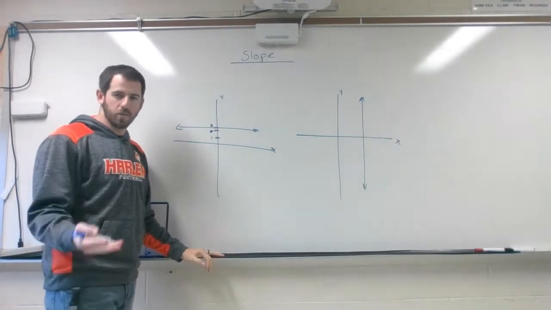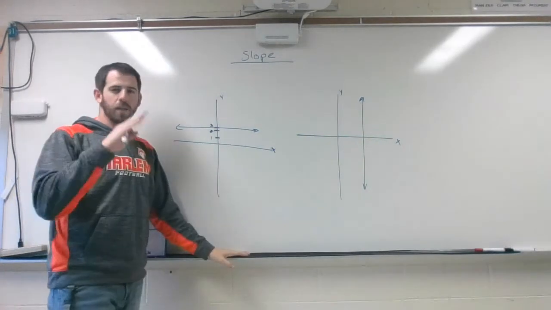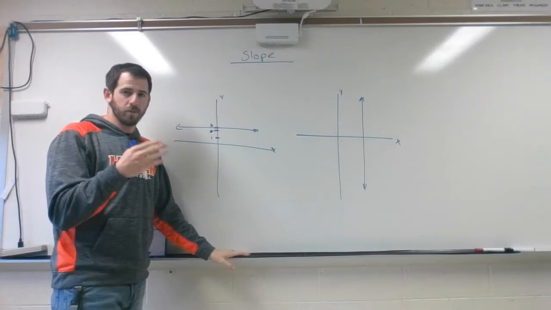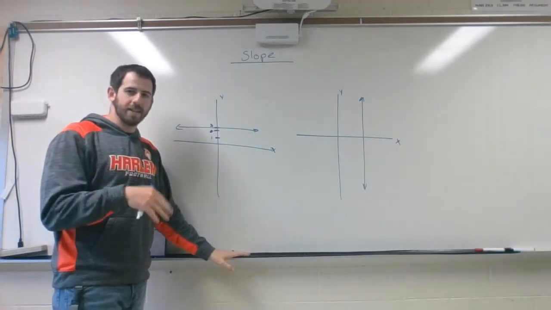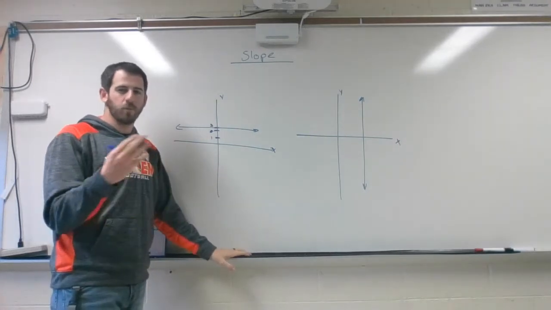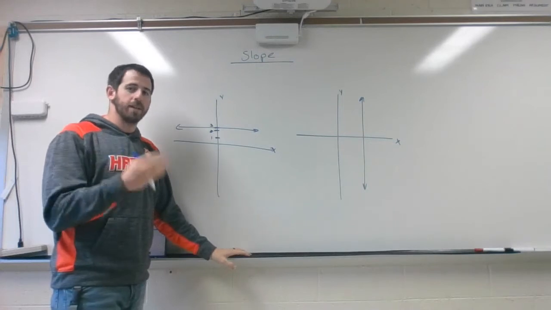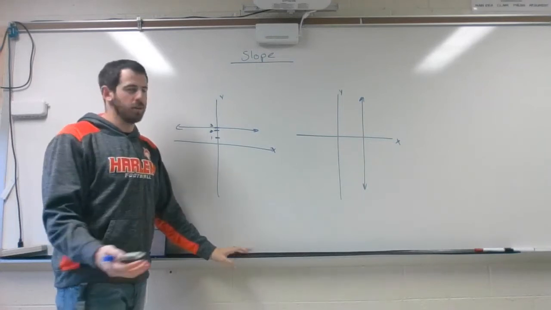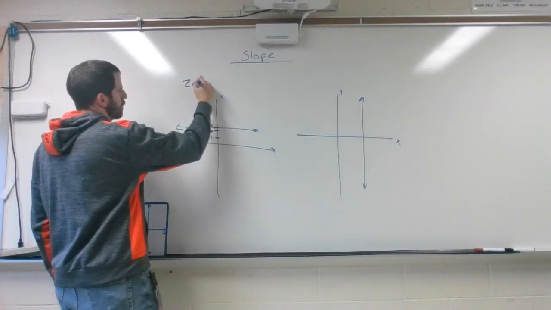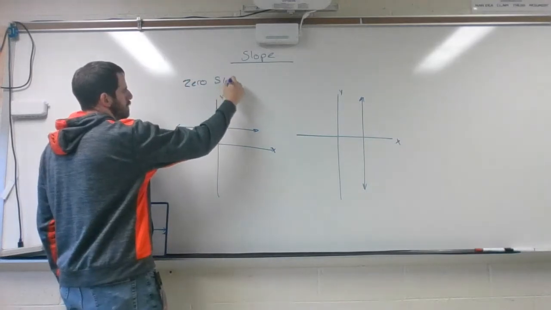But because of this, if you think about it, a line going up is positive, so like 1. A line going down is negative, so like negative 1. Well, what's between 1 going up and negative 1 going down? That's 0. So here we call this 0 slope.